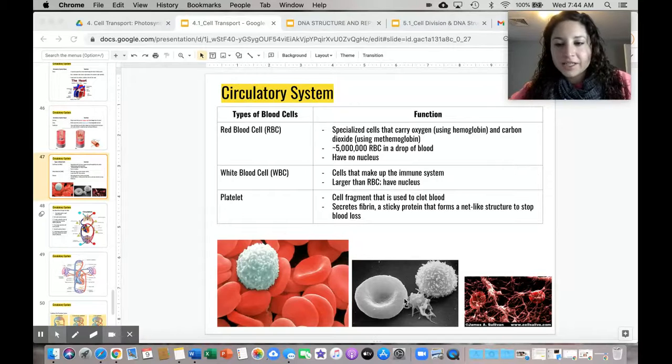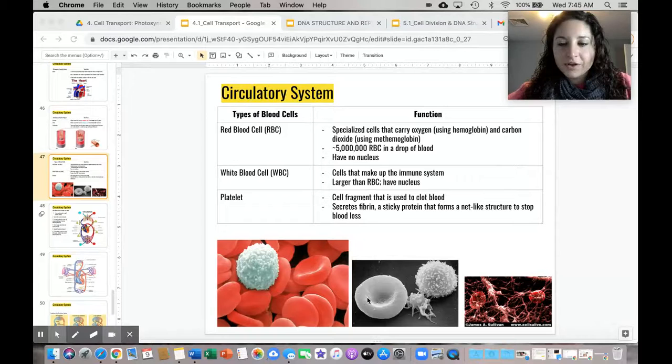So in these pictures down here, it is showing you the different types of cells. These red, I don't know, they're kind of like donut-looking cells, pancake-looking cells. These red ones are your red blood cells. They're red, that's why they're called red. This right here is a white blood cell, just to show the size and shape difference.